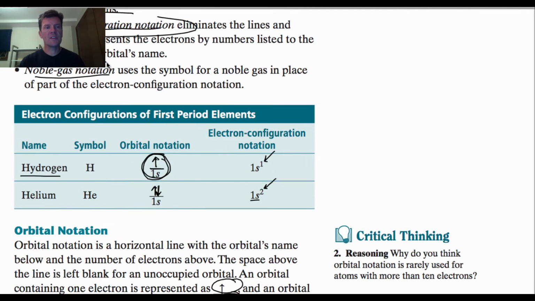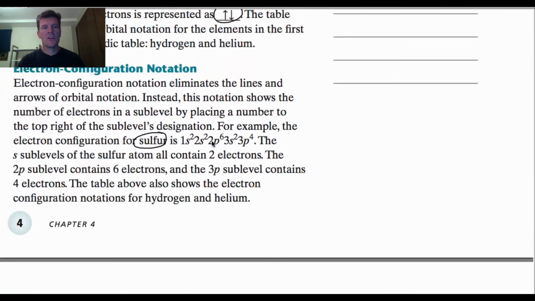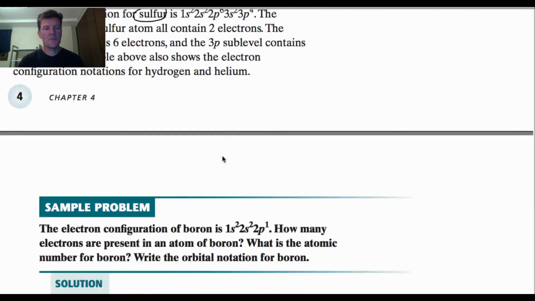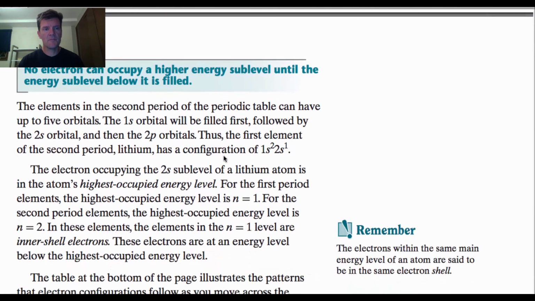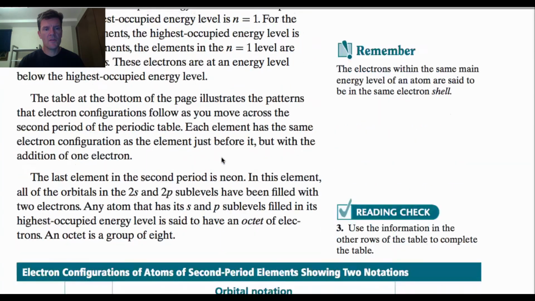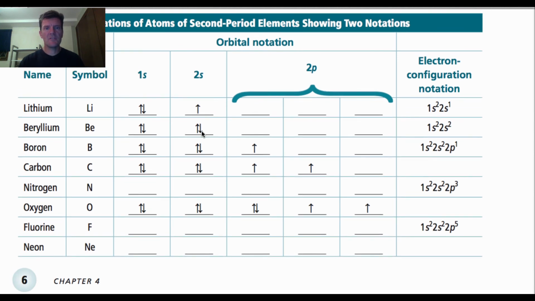Now, the noble gas notation, I'll show you that really quickly. If you look on the periodic table, basically, let's see if I can give you an example here. Here we go. Here's a good example. Let's go through a couple of these here and fill it in, and then I'll show you the noble gas configuration.